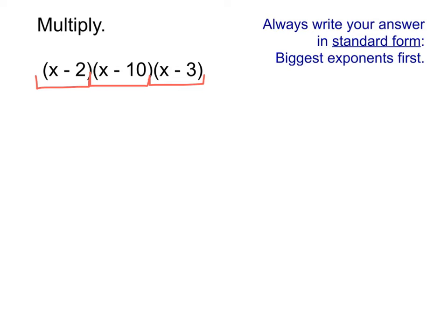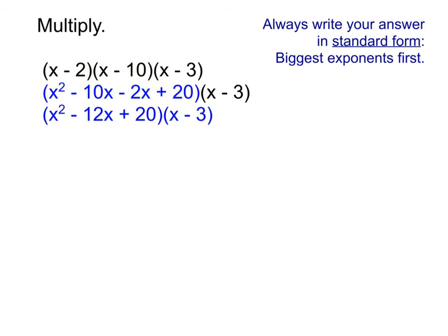I don't see anything that jumps out as one set of multiplication being easier than any of the others. So I'm just arbitrarily going to choose to multiply the first 2 sets of parentheses together first. Remember, I can only multiply 2 of them, and I save the 3rd one for later. So I'm going to go ahead and multiply the x minus 2 times x minus 10. And again, you can do that by going ahead and multiplying everything in the first parentheses times everything in the second parentheses.